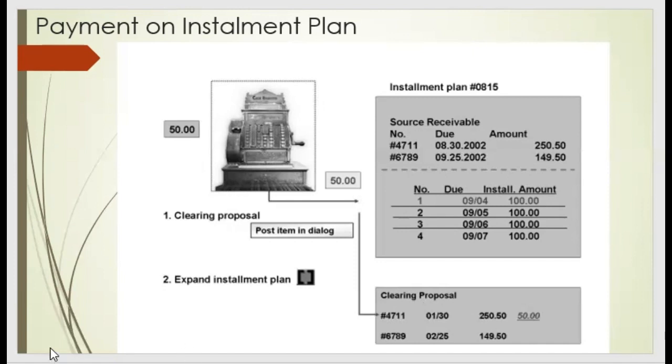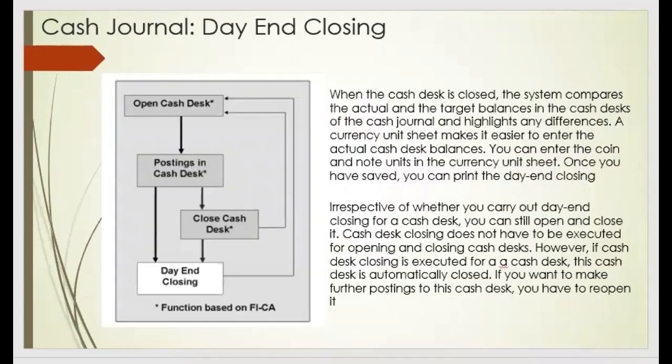Okay, if there is an installment plan activated, we always check the installment amount first, and against that we will clear. The cash desk needs to be opened daily, and once all the postings happen, it needs to be closed. When the cash desk is closed, the system compares the actual and the target balance in the cash desk. So how will it know actual and target? Target is whatever open items you have. That is the target amount, how much you need to collect.